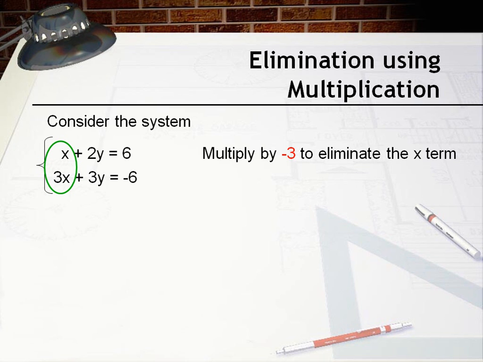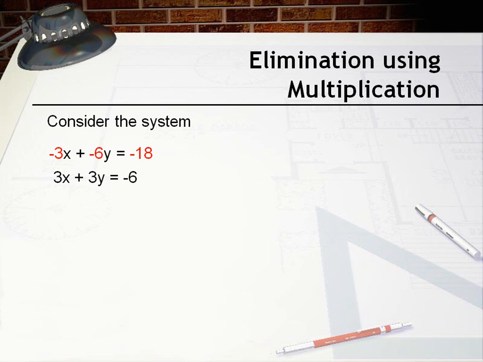But you can't just stick a negative 3 there. You have to multiply the entire equation by negative 3. It becomes negative 3x plus negative 6y equals negative 18. Now, if we added these two equations together, would the x term eliminate? Yes. And we get negative 3y equals negative 24, and then you divide by negative 3 and get y equals 8. So we have y equals 8, but now we need to figure out what x is.